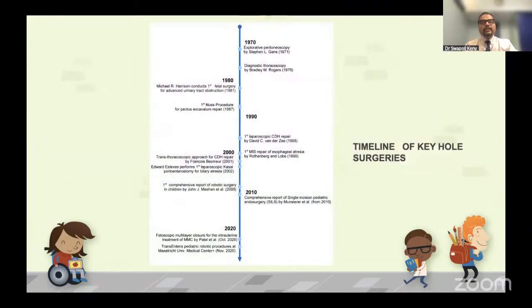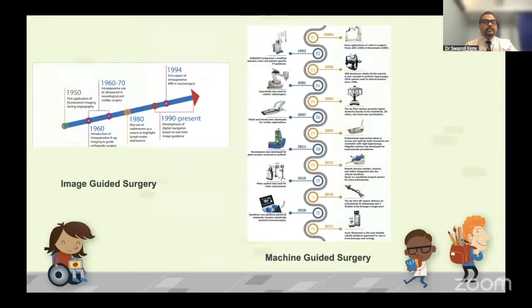Right? So if you look at the history of keyhole surgeries, today the pediatric surgeons are doing intrauterine surgeries, where they are actually intervening in a congenital anomaly or a congenital defect in a child by going through the uterus of the mother and doing the surgery, closing the uterus again, and waiting for the child to be delivered. That's what we are looking at. So if you look at the history of image-guided surgery or even machine-guided surgery, we have come a long way, and specifically in leaps and bounds over the last 8 to 10 years.